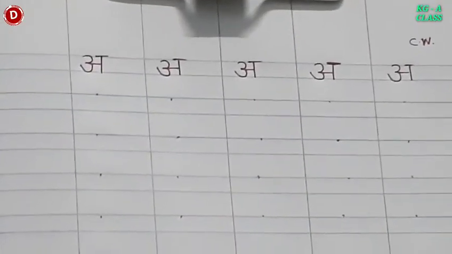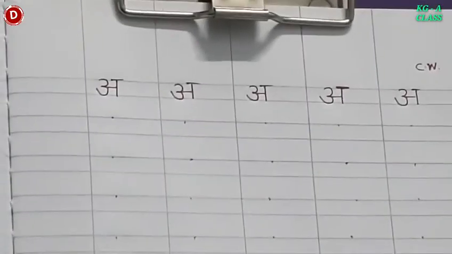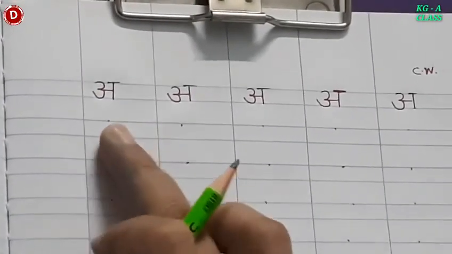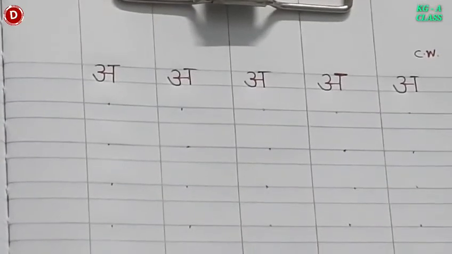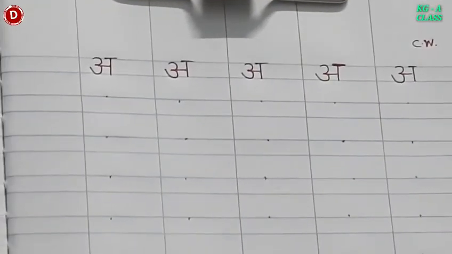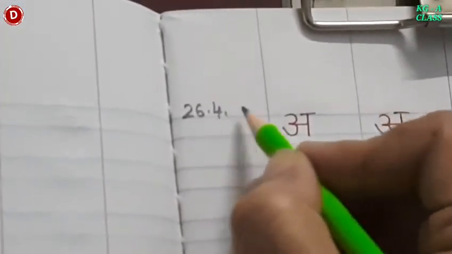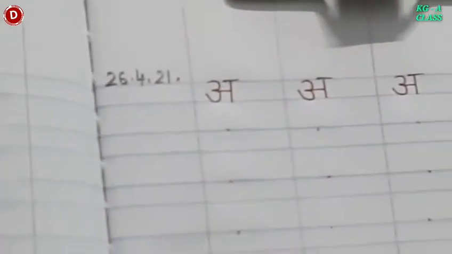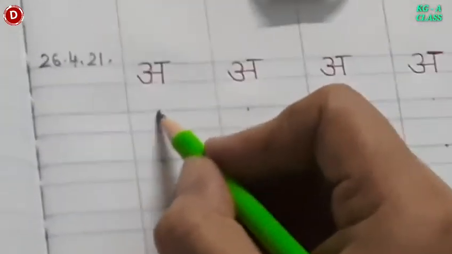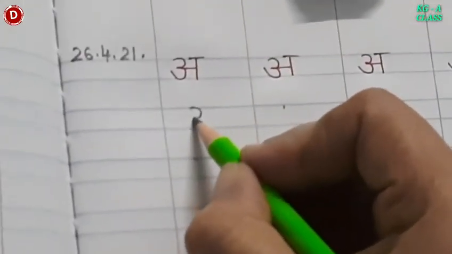Children, now it's time to do practice work. In practice work, you have to write a से अनार in your Hindi notebook. तो आपको अ लिखना है और सबसे पहले क्या करना है? You have to write today's date. Today is 26th April 2021, like this. Put your pencil on the blue line और यहाँ से आपको सबसे पहले ऊ बनाना है.